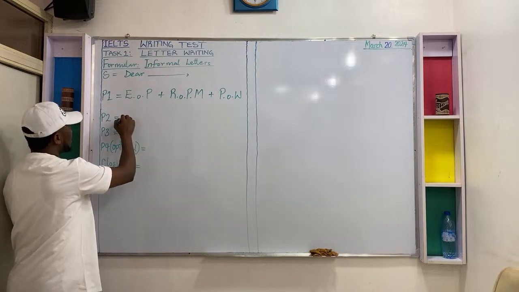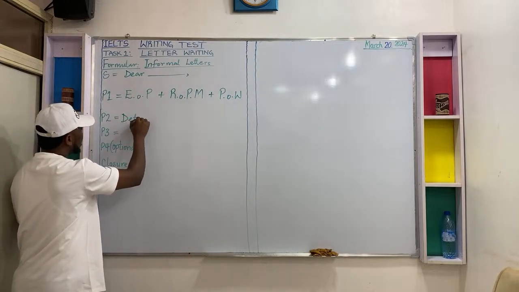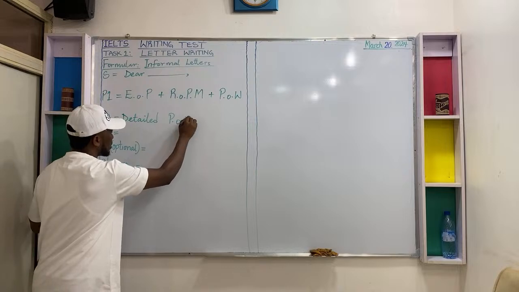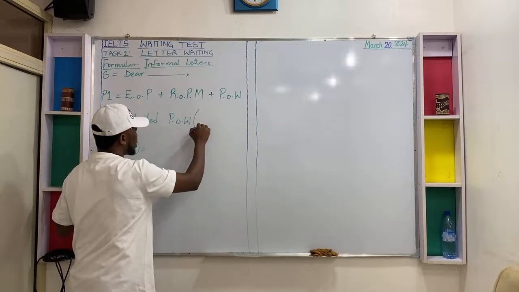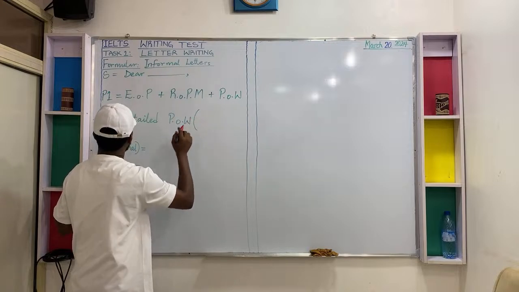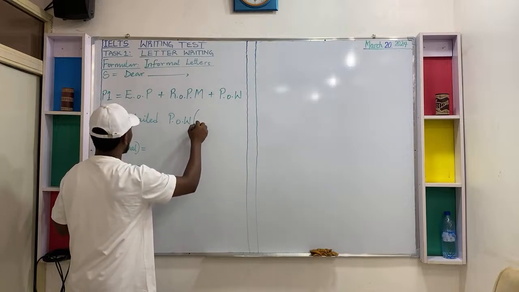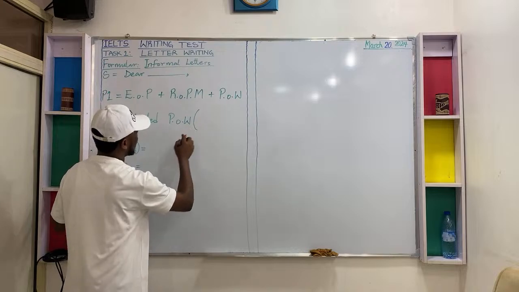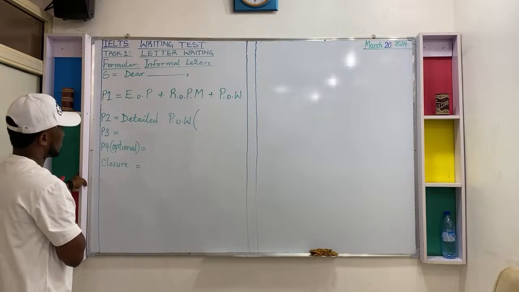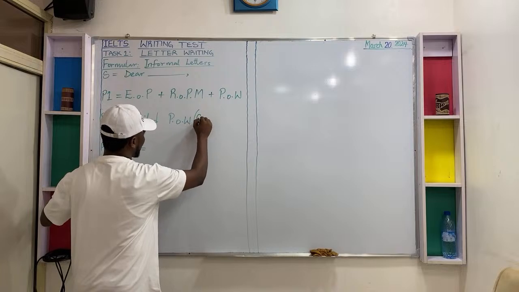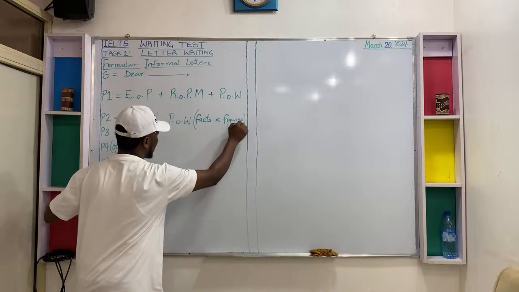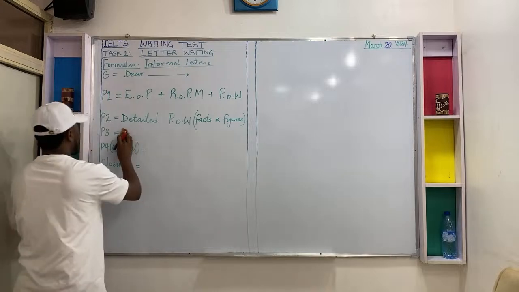Now, after your paragraph 1, your paragraph 2 brings your detailed purpose of writing. So to show your detailed purpose of writing, please factor in facts and figures. Facts and figures.